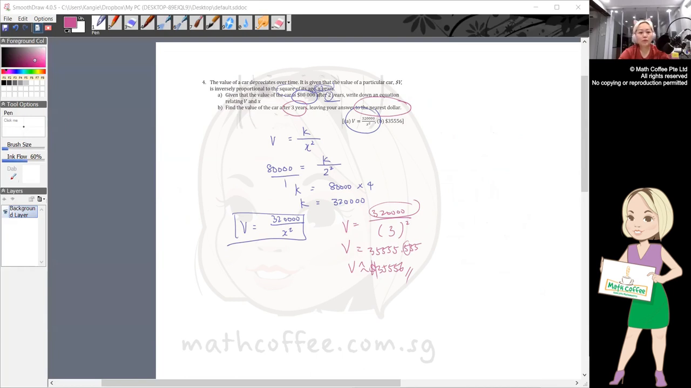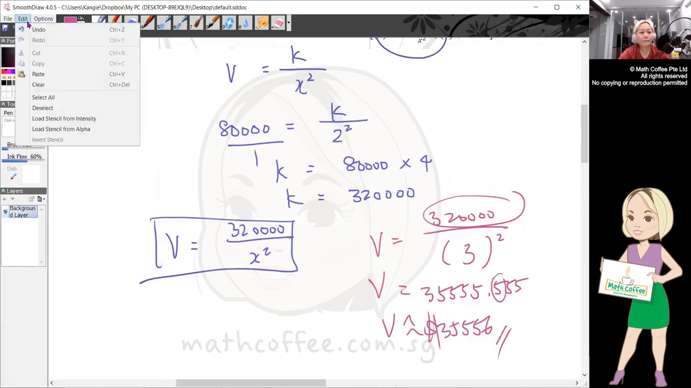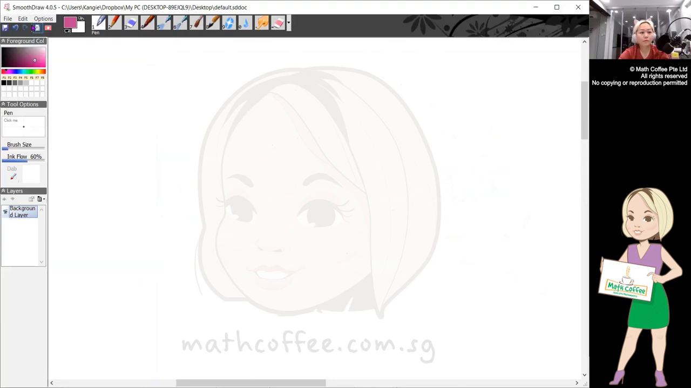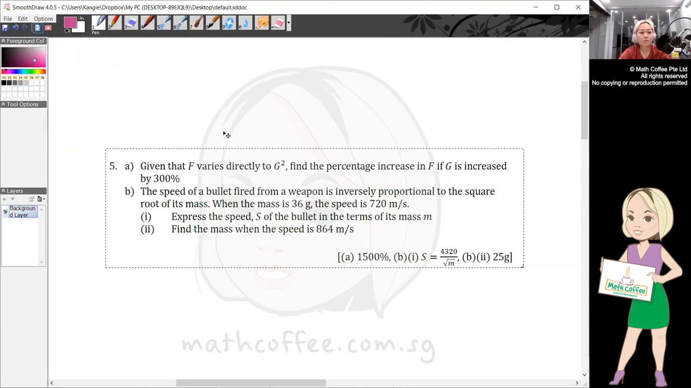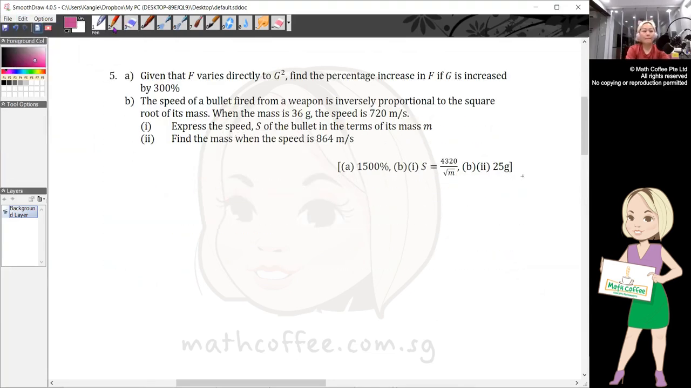Okay, another tough question is coming up. Okay, question 5. Given that f varies directly as g squared, that means I will write it as f is equal to kg squared. Find the percentage increase in f if g is increased by 300%.